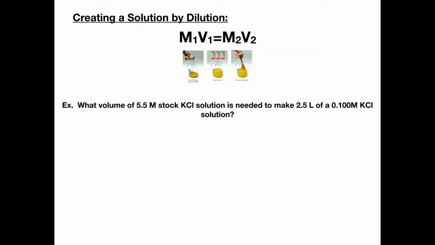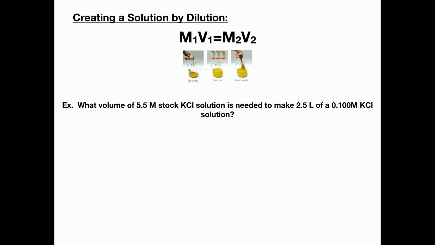It says, what volume of 5.5 molar stock potassium chloride solution is needed to make 2.5 liters of a 0.100 molar KCl solution? Okay, so I'm basically trying to figure out what volume of concentrated solution I need. So if I'm solving this problem, M1V1 equals M2V2, the 2.5 liters is going to go on the same side as the 0.100 molar, because that's the volume with the concentration I want. So those need to stay together.